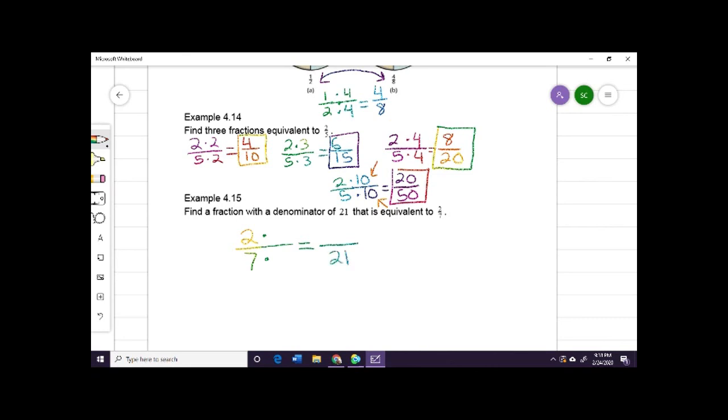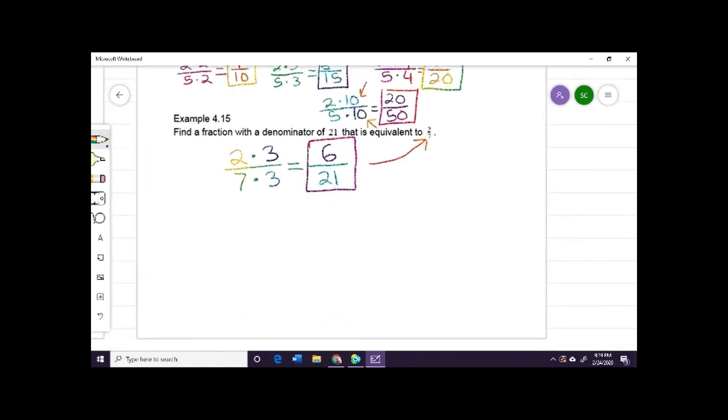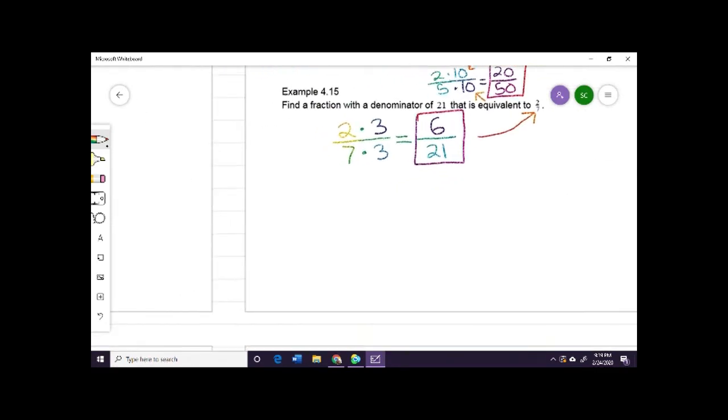So 7 times what is 21? And the answer is 3. If we multiply the bottom times 3, then we also have to multiply the top times 3, and we get 6. So 6 over 21 is an equivalent fraction to 2/7 and has a denominator of 21. So that is how you get an equivalent fraction with a specific denominator.